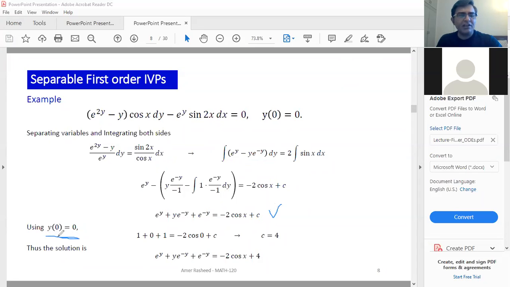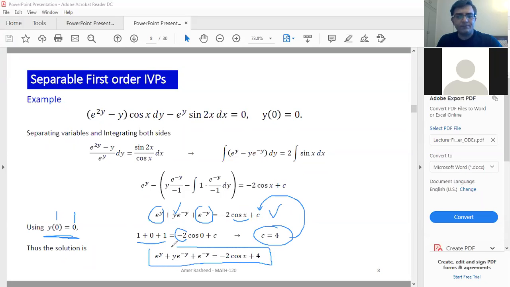Now we can use the given initial condition and find the value of c. By inserting x equal to 0 and y equal to 0 here, e raised to power 0 is 1. We have 0 here, so it becomes 0. e raised to power 0 is 1, and cos of 0 is 1. We get minus 2 here. So we obtain the value of c is equal to 4. By inserting this value of c back into the general solution, we obtain a particular solution of the given differential equation.